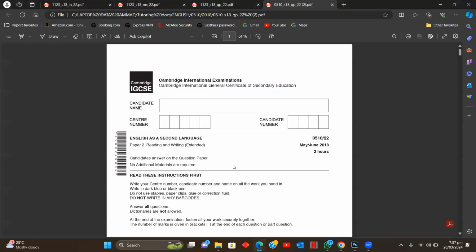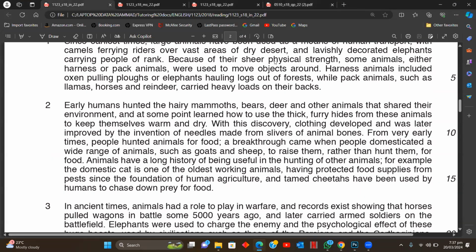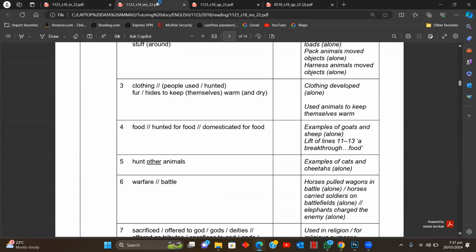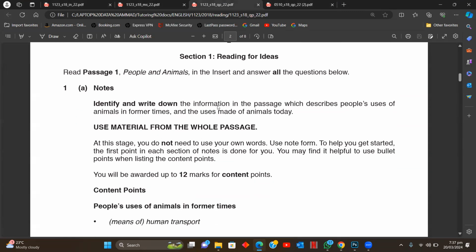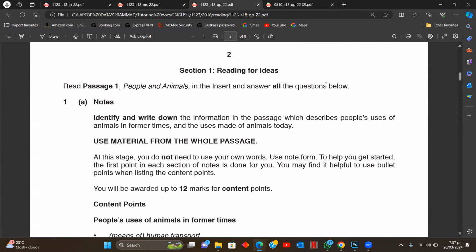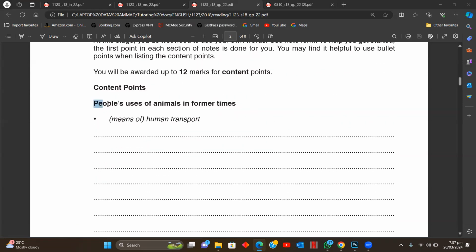because the information that the examiners look for in this question is extremely precise. For example, if this is an insert, and here's a question paper, so this question over here asks you to pick up notes. And the passage over here is about people and animals. And the notes that you're asked to take are basically on the first bullet point, people's uses of animals in former times. Now, picking up notes for this one, you have to be very precise.